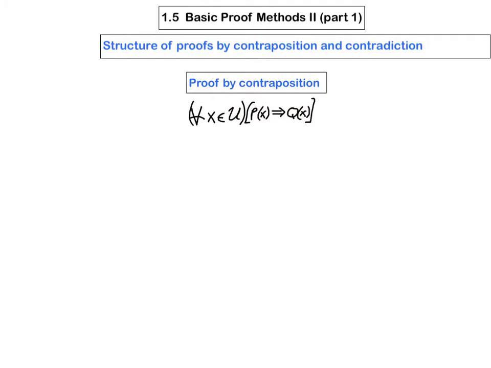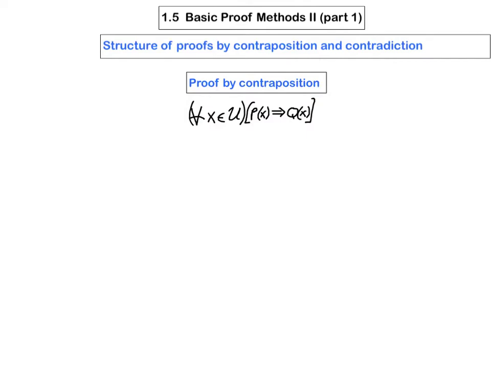If I'm merely interested in stating what it says, I would say, for every x in U, if P of x, then Q of x. But on the other hand, if I'm interested in giving a direct proof of it, I wouldn't say that. I would say, let x be an element of U, suppose P of x is true, and then ultimately I would try to deduce from that that Q of x is true as a consequence of P of x being true.